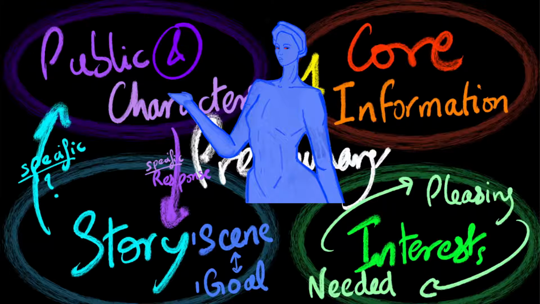Each scene should have one goal. To get a specific response from the public and the characters, you need to deliver a specific piece of information. Is the information presented essential? Or is it just comforting?